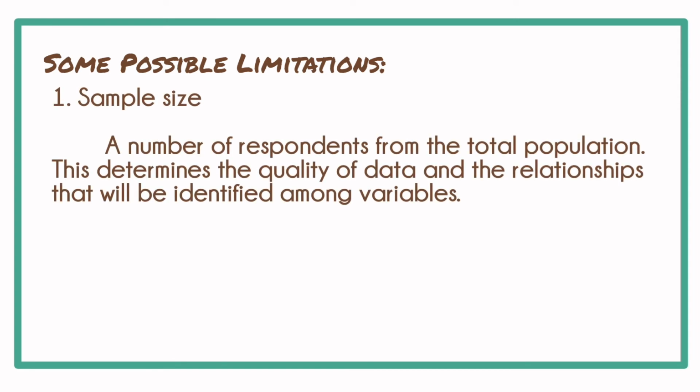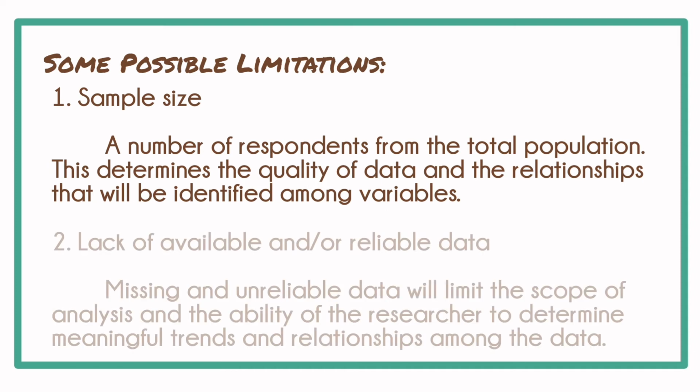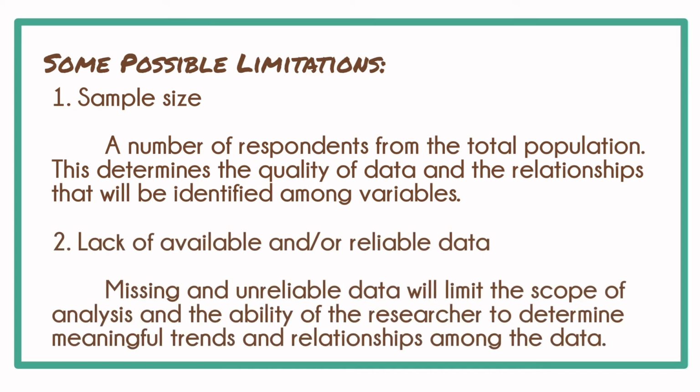1. Sample size. It is the number of respondents from the total population. This determines the quality of data and the relationships that will be identified among variables. 2. Lack of available and/or reliable data. Missing and unreliable data will limit the scope of analysis and the ability of the researcher to determine meaningful trends and relationships among the data.